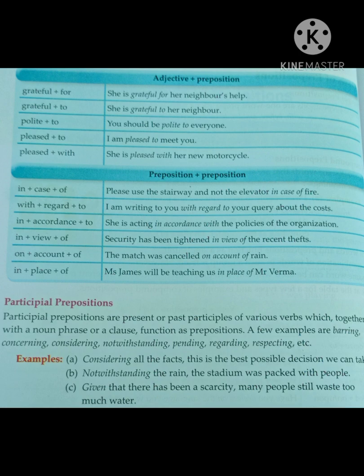So one more time we are going to learn how we can know about the perfect combination of adjectives and prepositions. So let's take a few examples and learn it very well. Grateful plus for. She is grateful for her neighbor's help. So there is a combination of adjective and preposition. Grateful plus to. She is grateful to her neighbors. Here is also a combination of adjective and preposition. Polite to, pleased with, and in the same way we are going to learn about preposition plus preposition, which means a combination of two prepositions.